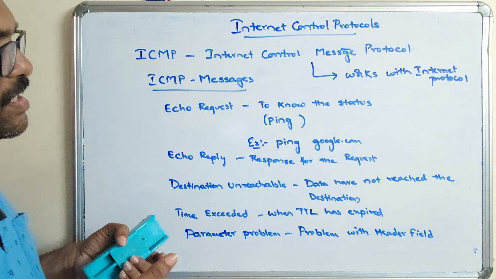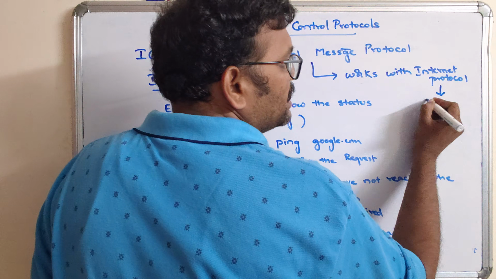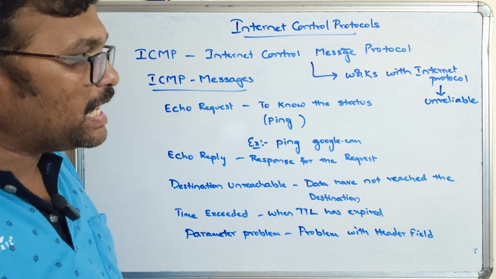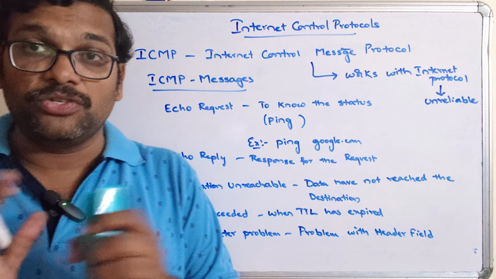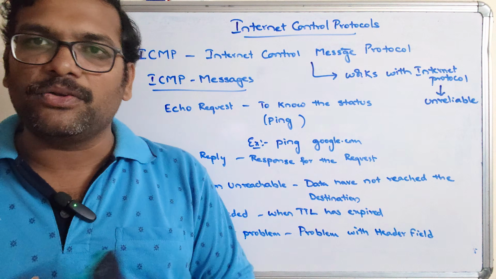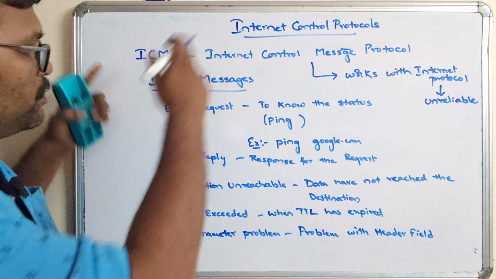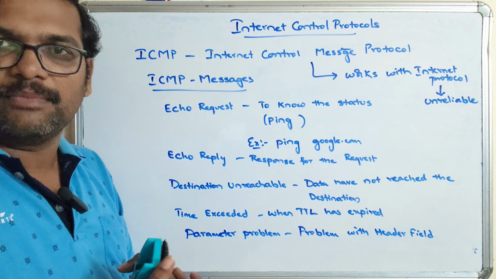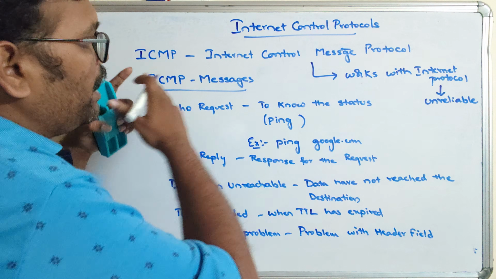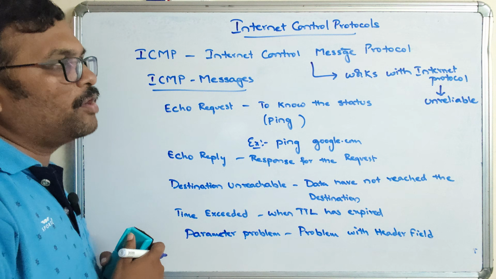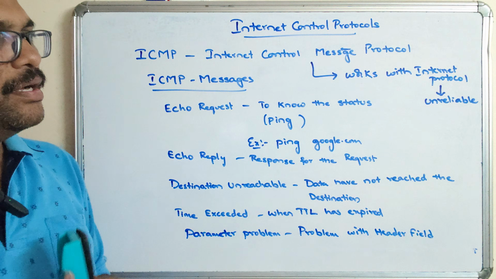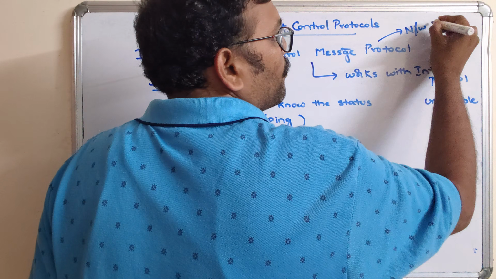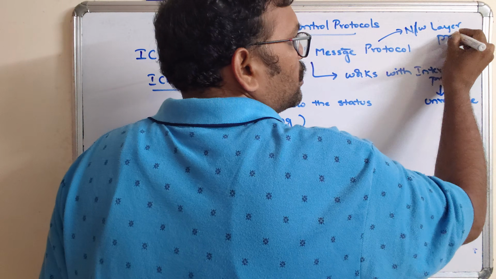Why do we need these control messages? Mainly because the IP protocol is unreliable. It is connectionless, and if it is connectionless, automatically it is unreliable. There is no guarantee of the packet reaching the destination. So control message protocols, group management protocols, ARP and all these come under it. ICMP, the Internet Control Message Protocol, takes care of error messages. It works with the Internet Protocol, and it is a network layer protocol. All these are network layer protocols.